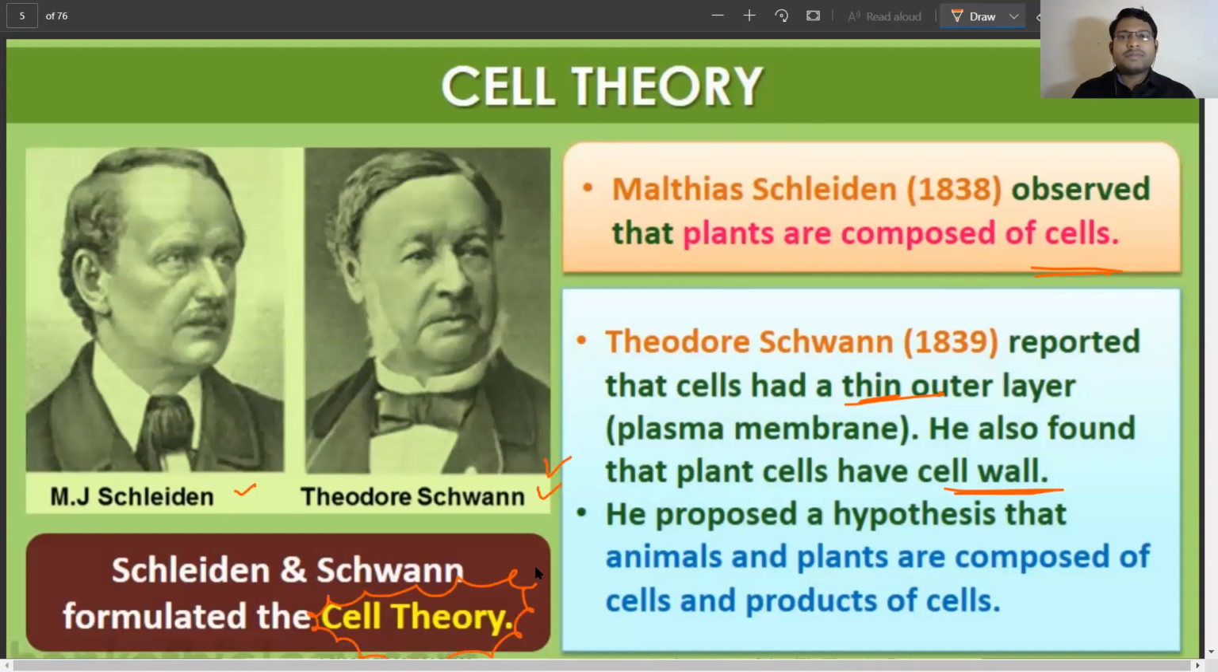Now, there was a shortcoming of the cell theory proposed by these two people. They could not explain how new cells are forming or developing. So this particular question, what is the origin of new cells, was not answered by these two scientists.